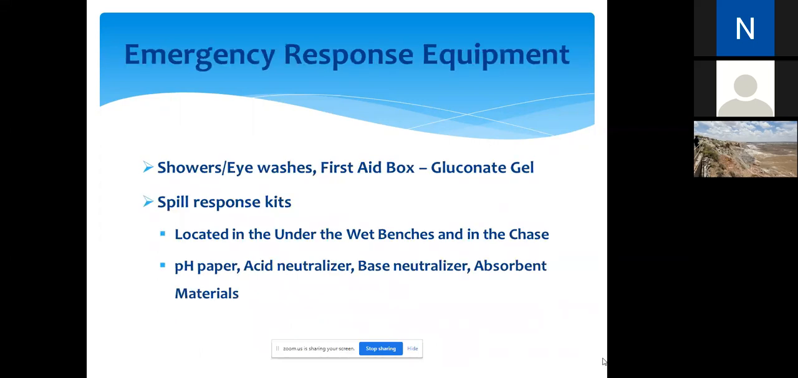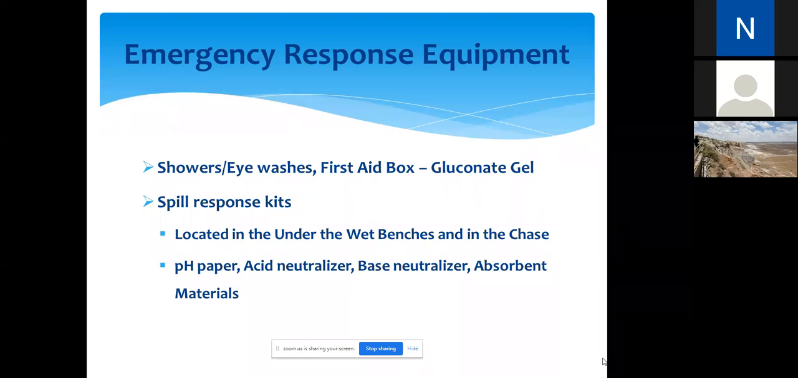We do have showers and eye wash stations, and if you spill something on yourself, you have to take that shower. Don't be modest. Remember, you are in charge of your life. Some of these chemicals are nasty, and you feel this is a good time to take a shower. Just rip those things off and take a shower. Okay? There are first aid boxes.